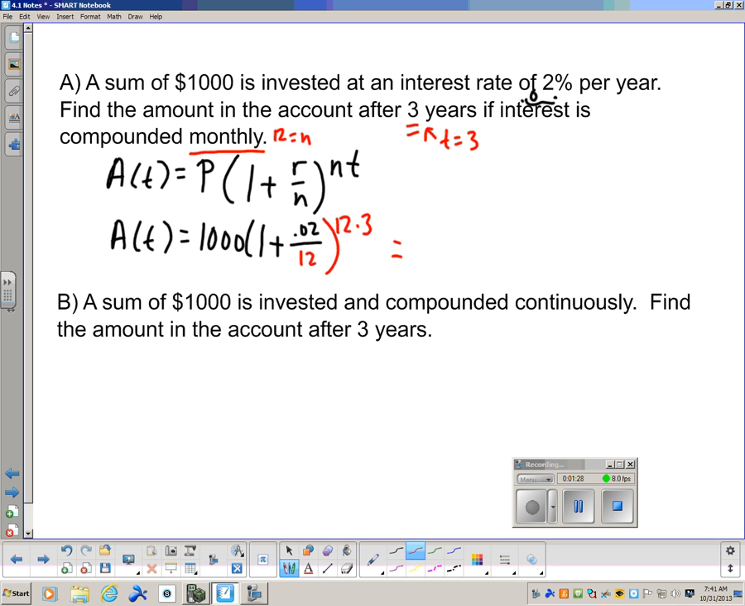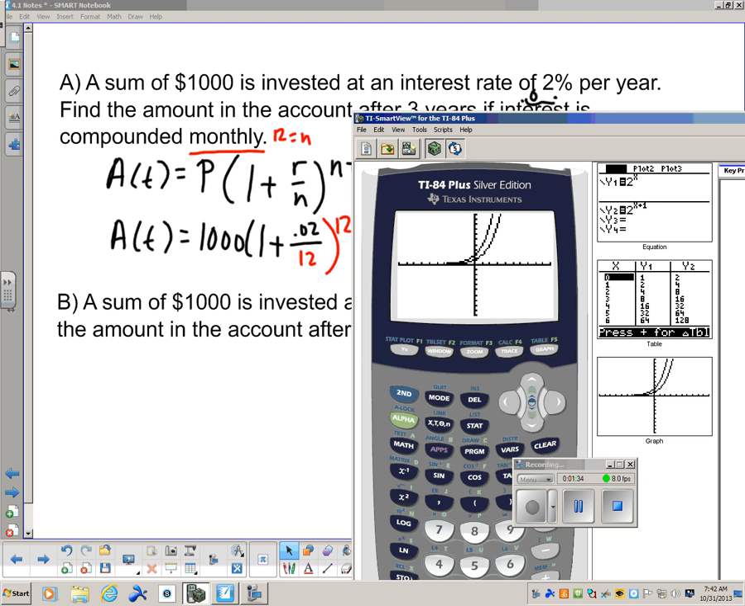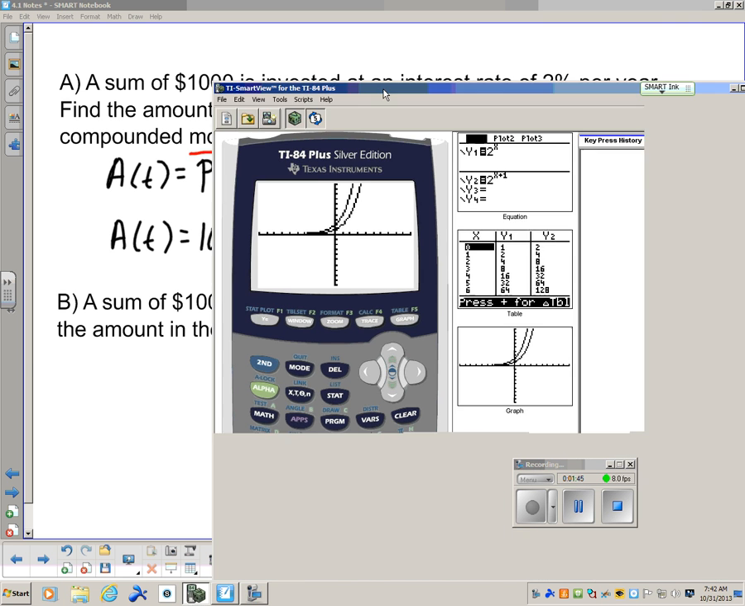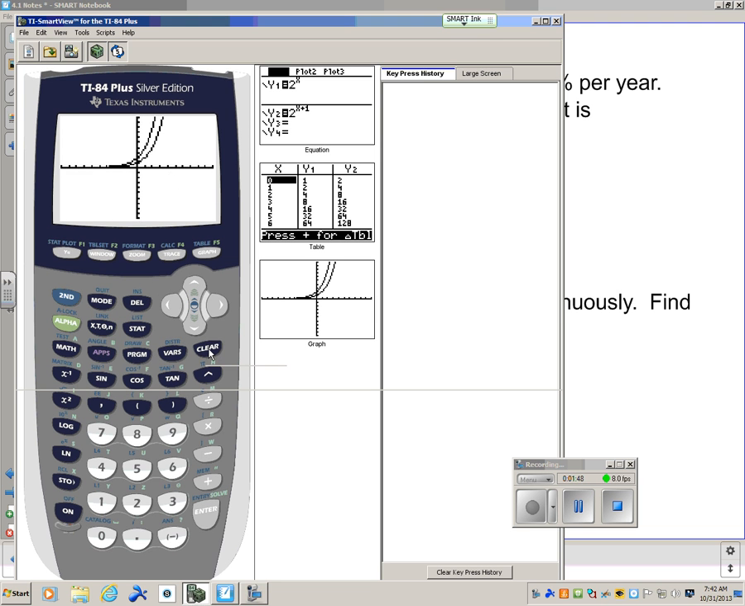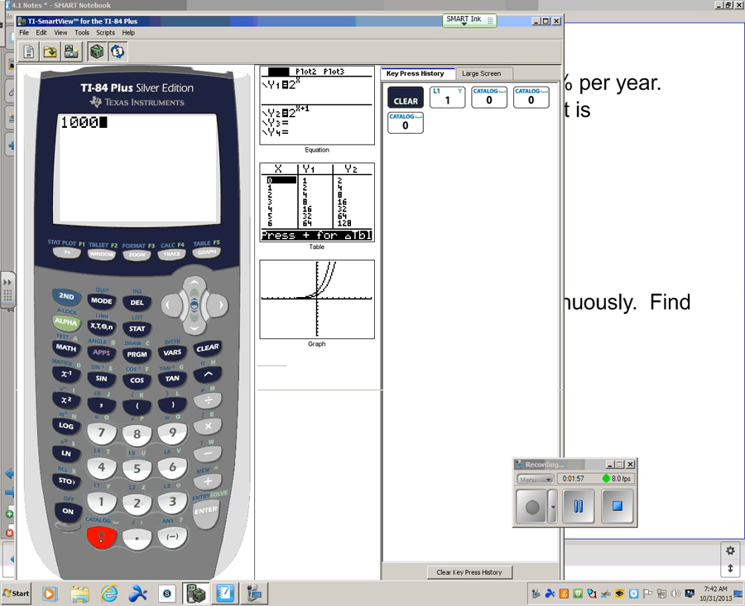So now I can just directly put this all into my calculator here. So let's do that. Let's see if I can bring that over here nicely. You can see the whole thing there. So punching our values in there, we get 1,000 parenthesis 1 plus 0.02 divided by our n value, and that's the number of times being compounded per year, which is 12.